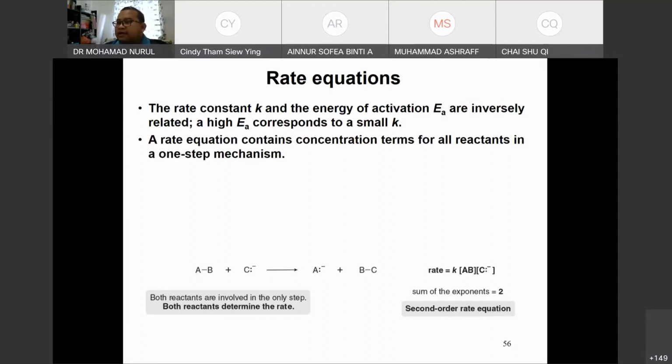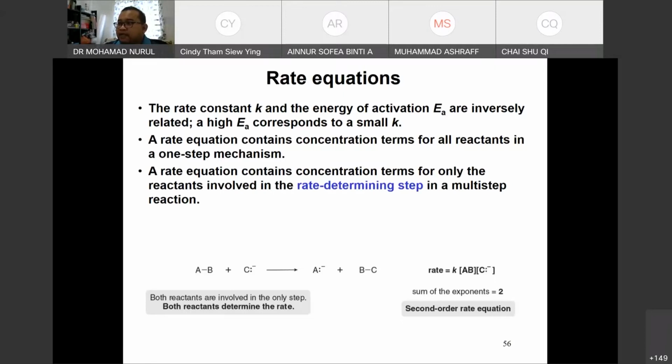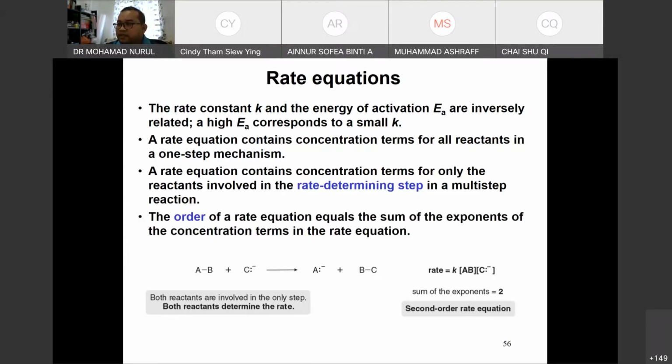So the rate equation contains concentration terms for all reactants in one-step mechanisms. The rate equation contains concentration terms for only the reactants involved in the rate-determining step in a multiple-step reaction. The order of the rate equation equals the sum of the exponents of the concentration terms in the rate equation. For example, this one is a second-order rate equation. So the rate is equal to the concentration of A times B.